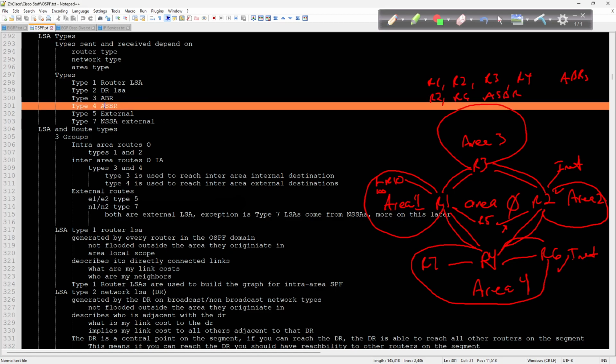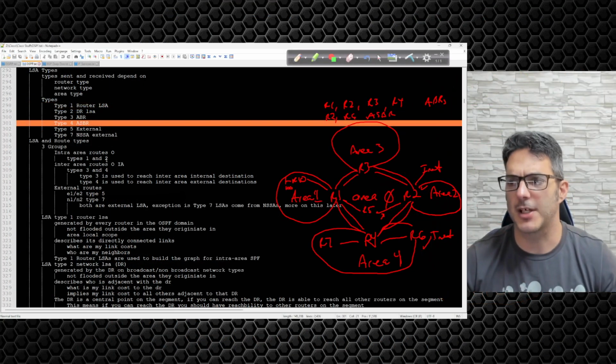Then you have type 4, the Autonomous System Boundary Router, the ASBR. Again, this is going to be any connection outside of the OSPF domain. We have two ASBRs. We have R2 and we have R6. Now, I want to talk real briefly on this because it's going to be interesting, and before I finish out, we're going to end up seeing how this comes into play depending on how you recurse to the default route.